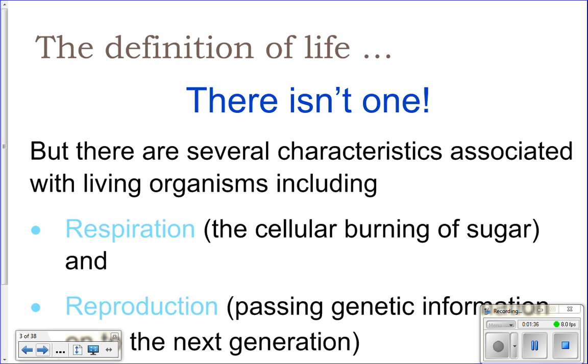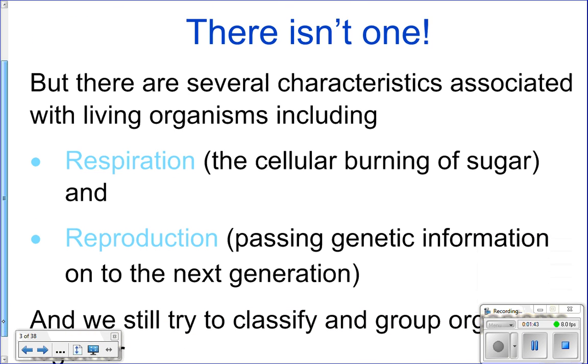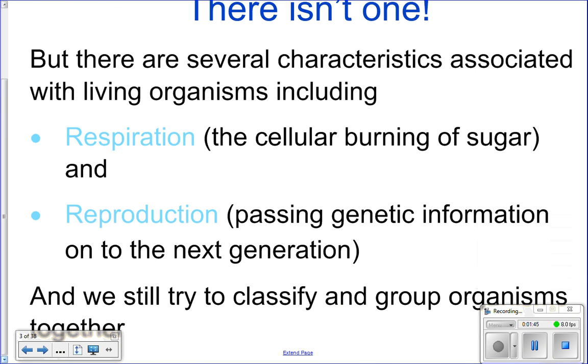The first characteristic is respiration, meaning cellular respiration, so the burning of sugar with the process of the Krebs cycle and all of that kind of stuff. Not respiration as in breathing, but actually cellular respiration and the burning of sugar. The second characteristic that you have to have to be considered alive would be reproduction. You have to be able to pass on your genetic information to the next generation. So those two characteristics, respiration and reproduction, are what you need to be considered alive.